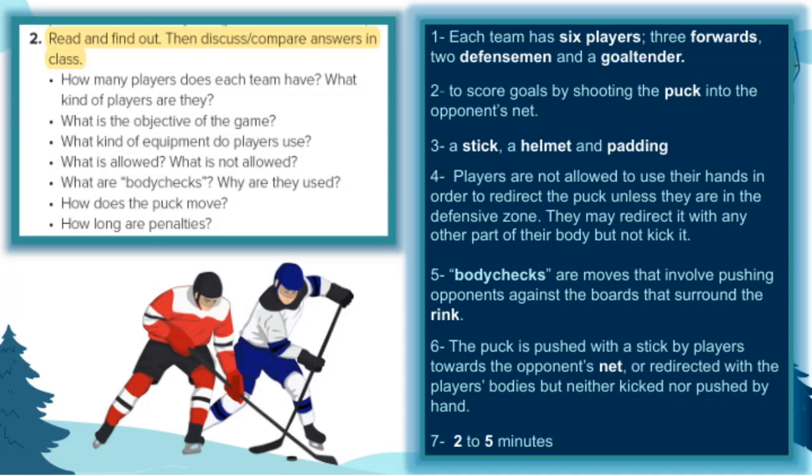On this slide, we're looking at the basic team structure and some key rules of ice hockey. Each team has 6 players on the ice, 3 forwards, 2 defensemen, and a goaltender. The main goal of the game is to score goals by shooting the puck into the opponent's net. To do this, players use a stick primarily, but they also wear protective gear like helmets and padding to stay safe. One important rule is that players are not allowed to use their hands to redirect the puck, except when they are in their defensive zone. They can redirect it with any other part of their body, but kicking the puck is not permitted.